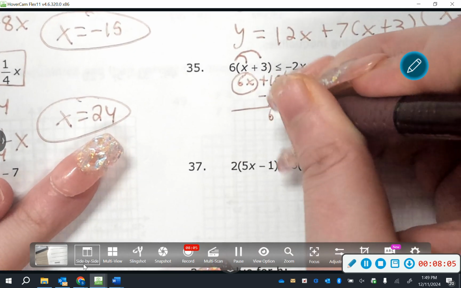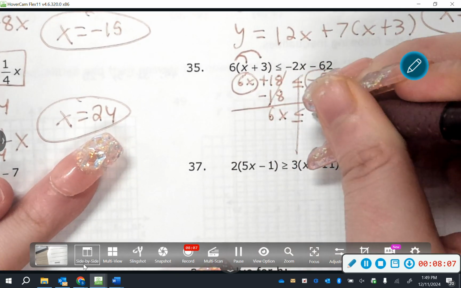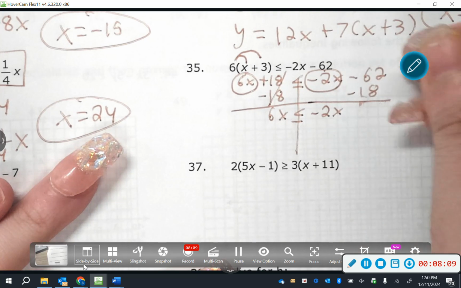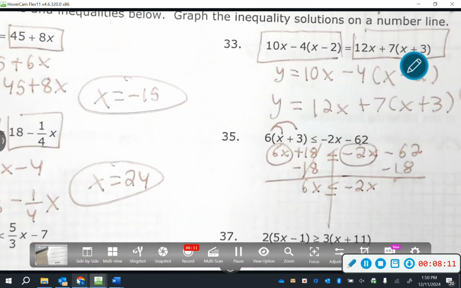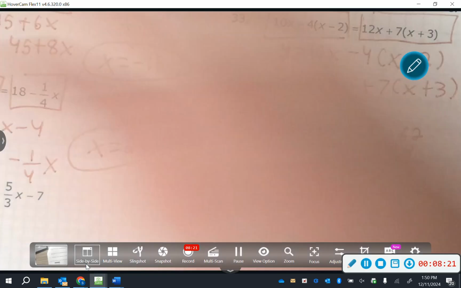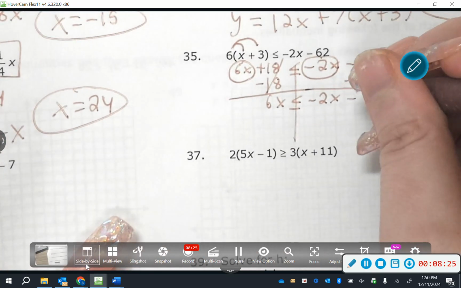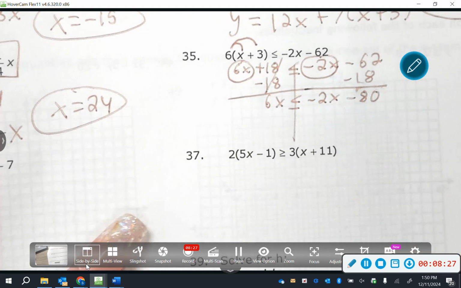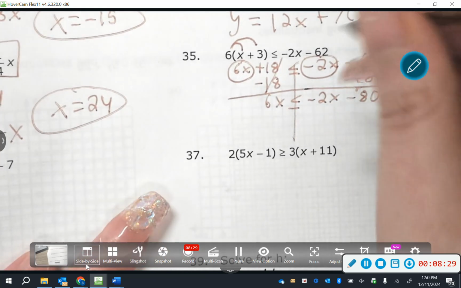So we got 6x is less than or equal to negative 2x. If I'm not sure what this is, I can always plug it in my calculator. I'm going to do negative 62 minus 18. I get negative 80. Okay, so we did the opposite operation.